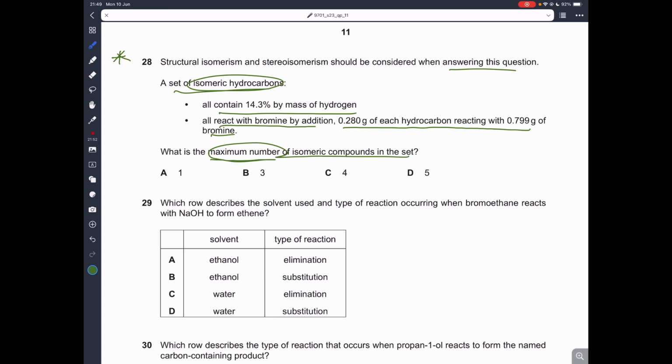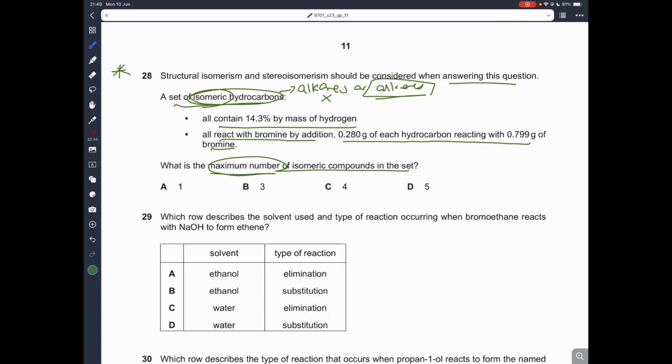Okay. So what are we given? A set of isomeric hydrocarbons. Hydrocarbons meaning only carbon and hydrogen atoms, which means this can only be alkanes or alkenes. And it says they are isomeric. Now alkanes do form isomers, but they do not form geometrical isomers or optical isomers, right? Okay, so we have to check alkenes. It is likely going to be alkenes.